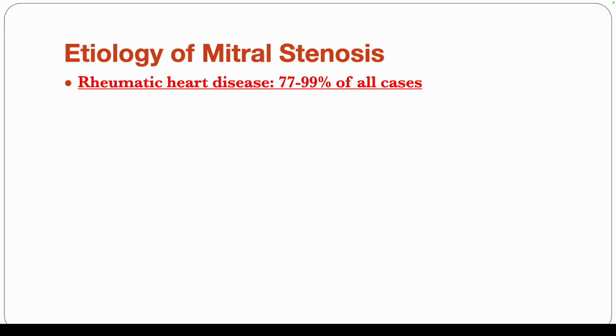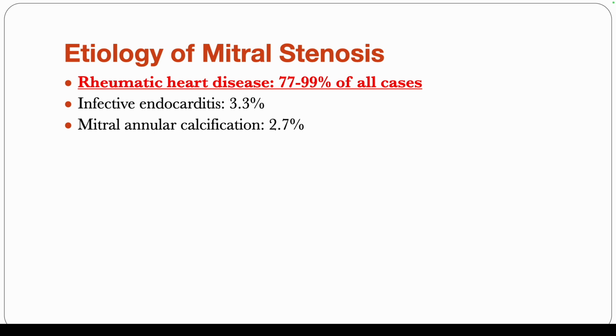Now, in mitral stenosis, 77 to 99% of all cases are a consequence of rheumatic heart disease. Another cause is infective endocarditis, because if there are big vegetations on the mitral valve, they can block the passage and cause functional MS. Similarly, tumors can produce it, as can mitral annular calcification. And then we have a congenital condition. What's that? It's called Lutembacher syndrome, which is ASD plus MS. Again, it's very uncommon.